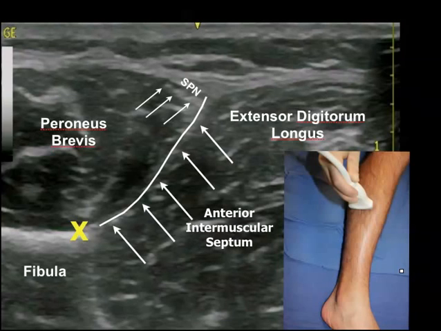This anterior intermuscular septum separates the anterior and lateral compartments of the leg, with the posterior muscles being the peroneus brevis and the anterior muscles being the extensor digitorum longus, as shown here. As we follow the anterior intermuscular septum out, the superficial peroneal nerve lies just on the posterior border of the anterior intermuscular septum and just deep to the investing fascia of the leg. So those 3 arrows that you see there pointing to that little triangular structure is the superficial peroneal nerve.